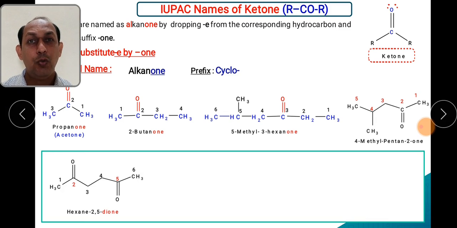Then if there are 2 carbonyl compounds, carbonyl group is present in the form of ketone, then this structure is called as a dione. 2 कार्बोनिल्स, डायओन. So remember if there are 2 numbers of the same group, then we have to use the word di. Then start numbering so that your carbonyl carbon should get minimum number. So there are 6 carbons, so it is hexane. Then 2, 5 dione. मतलब 2 और 5 पोजीशन पे कौन सा ग्रुप है, कार्बोनिल.